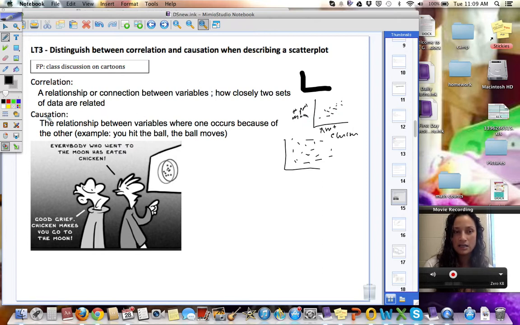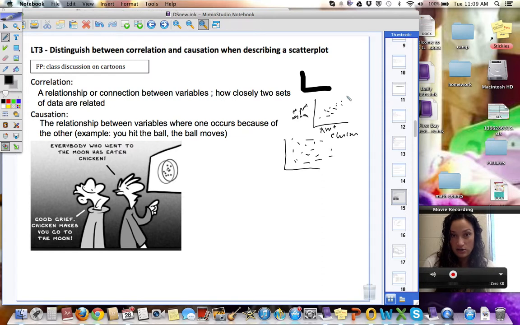But does that mean that eating chicken makes you go to the moon? Does this cause this to happen? So that's why he says here, good grief, chicken makes you go to the moon. He's thinking that it implies causation, but not all the time. We won't always see that correlation makes causation happen. So there's a big difference there.